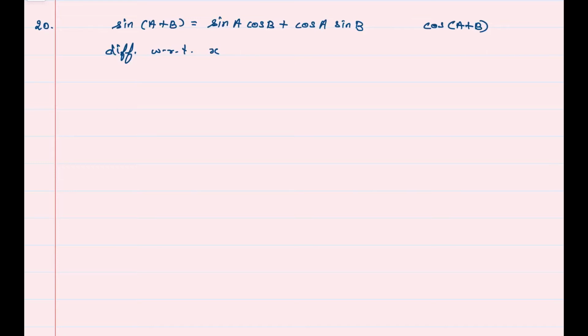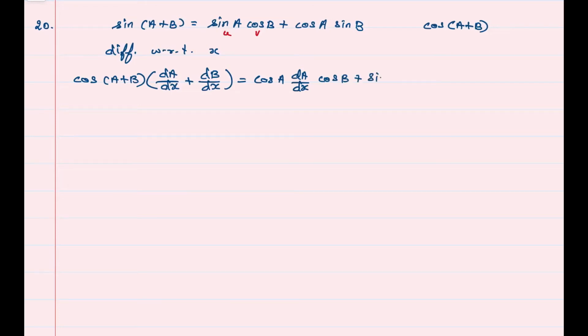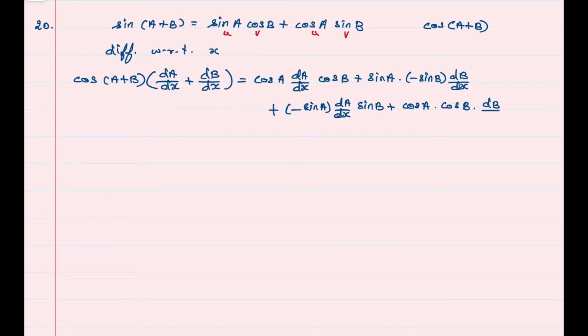So, the differentiation of sine is cos of a plus b, and then a plus b should be differentiated with respect to x, which is dA divided by dx plus dB divided by dx, equal to, here we will apply the product rule, derivative of sine a is cos a into derivative of a with respect to x, which is dA by dx, into cos b, plus sine a times derivative of cos b, which is minus sine b into derivative of b with respect to x. Plus, similarly we will differentiate the second term using the product rule, derivative of cos a is minus sine a into derivative of a with respect to x, don't forget to write this dA by dx, into sine b, plus cos a times derivative of sine b, which is cos b into derivative of b with respect to x.